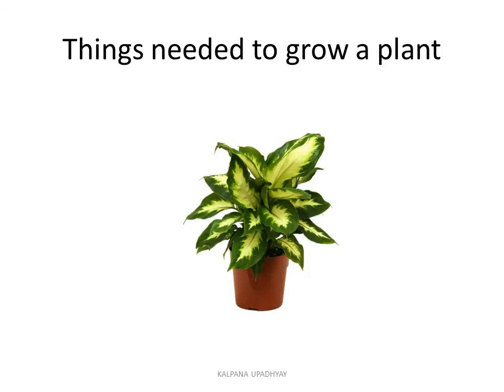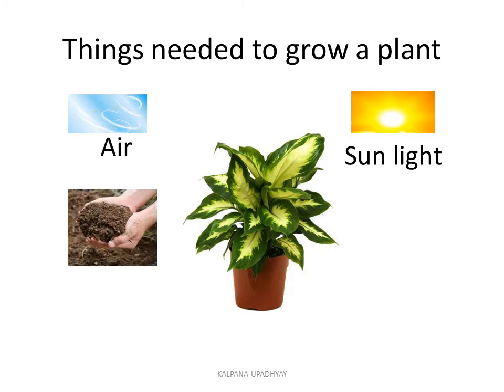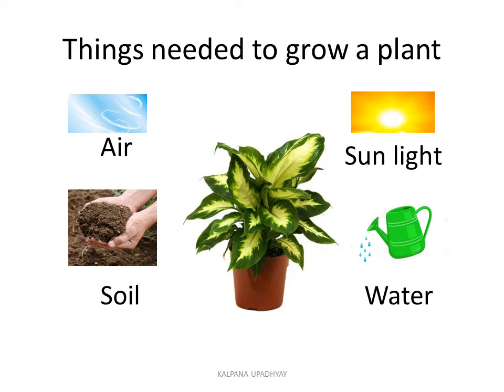Things needed to grow a plant. Air. If we keep a plant in a closed box, it will not grow. So air is needed to grow a plant. Sunlight. Sunlight helps the plant to grow. If we keep a plant in a dark room, it will not grow. Soil is also needed to grow a plant because it has minerals in it. Water. Water is also needed to grow a plant.